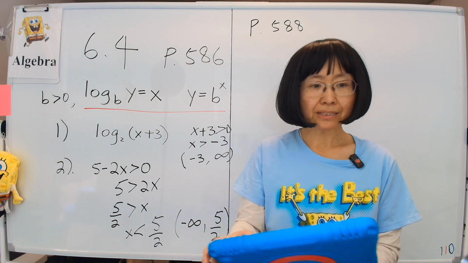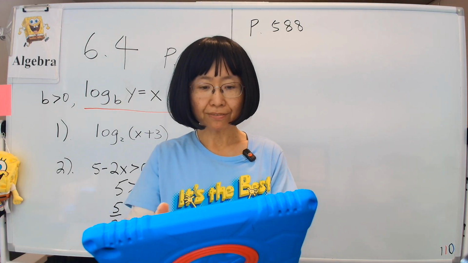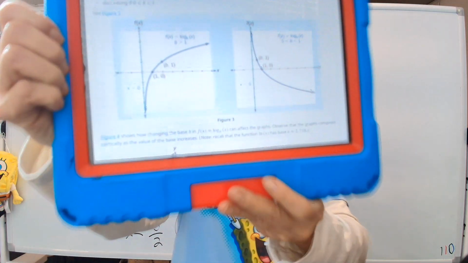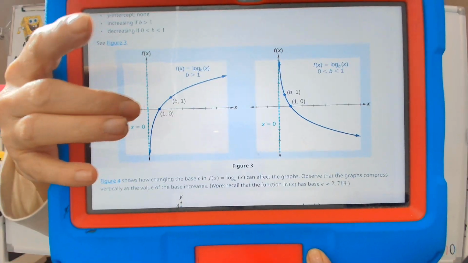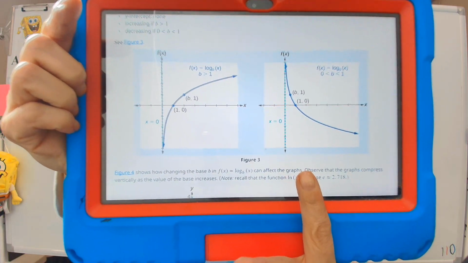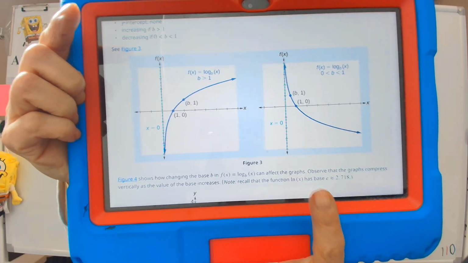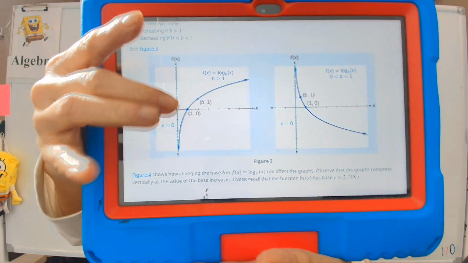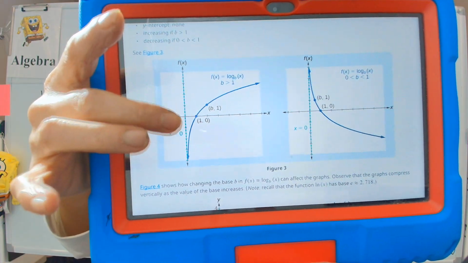So next, let's look at page 588, where we have two graphs here. The first one is a logarithmic graph where b, the base, is bigger than 1. That's the most normal one. And the one here is when b is between 0 and 1. That's rarely used, but it's there. But let's please focus on this one. This is what all logarithmic functions look like.